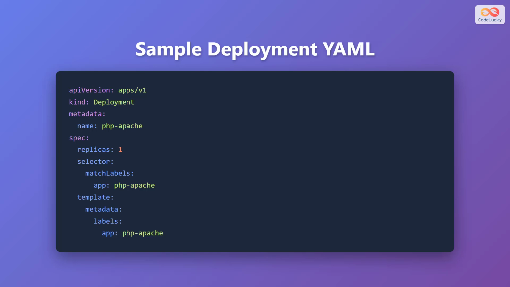Let's look at a sample deployment. We start with the standard Kubernetes deployment structure using API version apps/v1. The deployment is named php-apache and initially configured with 1 replica. The selector uses match labels to identify pods with the app label set to php-apache. The template section defines the pod metadata with matching labels.